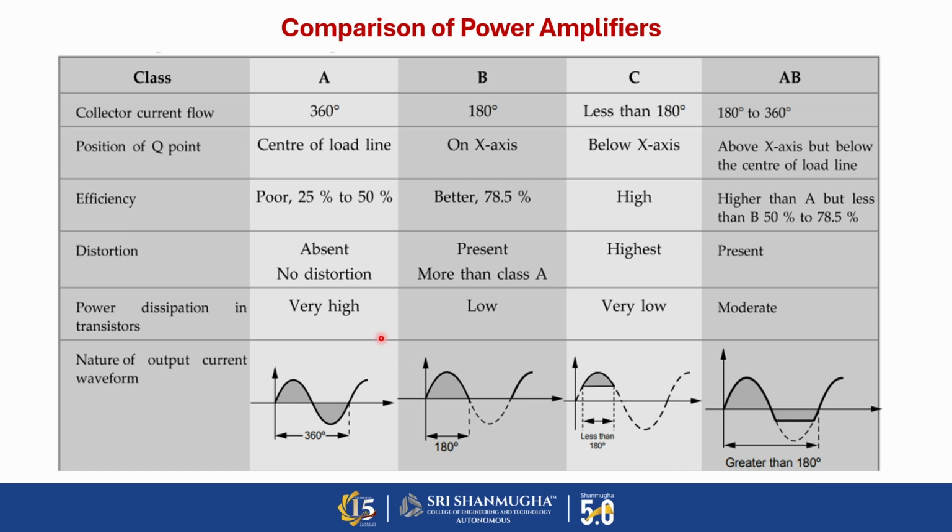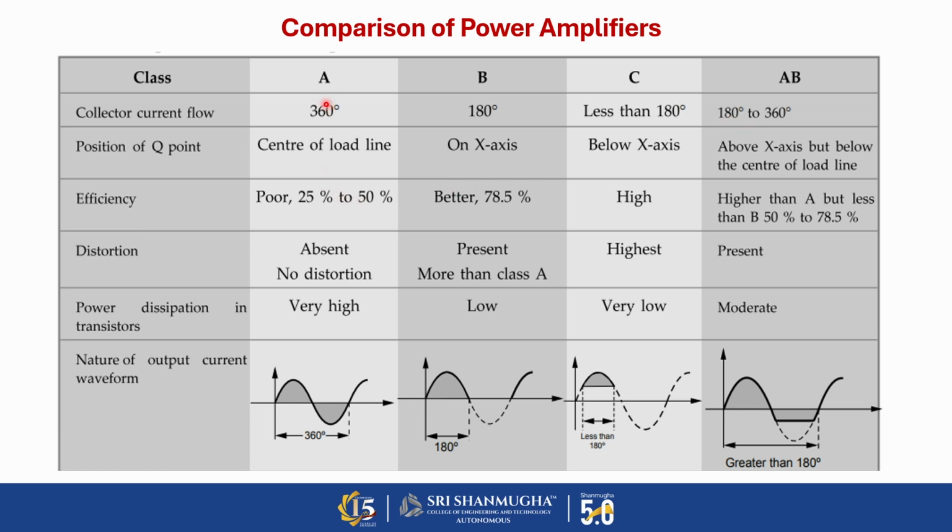Comparison of the power amplifiers. So this is the comparison. First, the current conduction, that is IC, takes place over 360 degrees for the class A amplifier, so the output current waveform covers the full cycle of 360 degrees. In class B, it is 180 degrees, one half of the cycle, at the output side. In class C, it is less than 180 degrees. And in class AB, it is 180 degrees to 360 degrees.